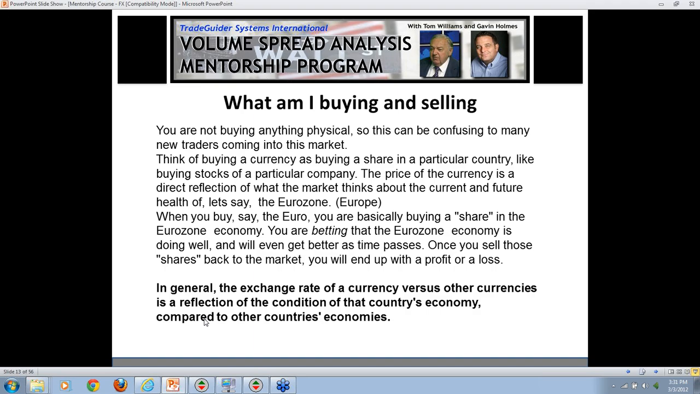So in general, the exchange rate of a currency versus other currencies is a reflection of the condition of that country's economy compared to other countries' economies. Now, what do we think the condition at the moment, everybody, is of the Eurozone? What do we think the condition is? Is it good or bad, do you think? Is the condition of the Eurozone good or bad, in your opinion?